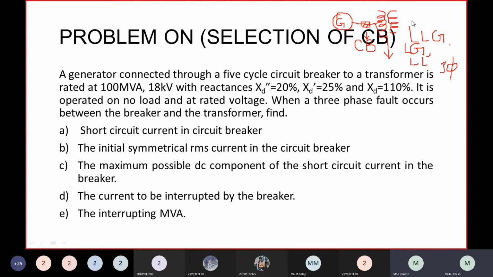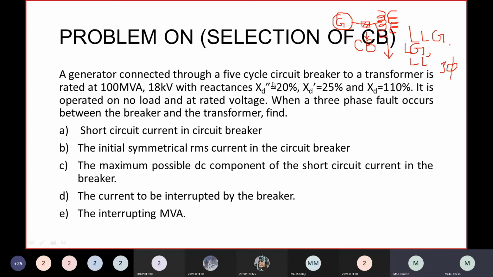So this is the problem we have. Problems on selection of circuit breaker. A generator connected to a 5-cycle circuit breaker. This is the keyword you have. It is a 5-cycle circuit breaker, so the multiplication factor is 1.1. If it is 8-cycle, it means 1.5. 5-cycle means 1.1.